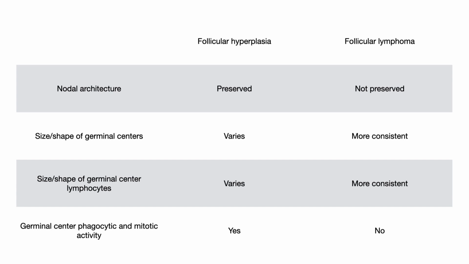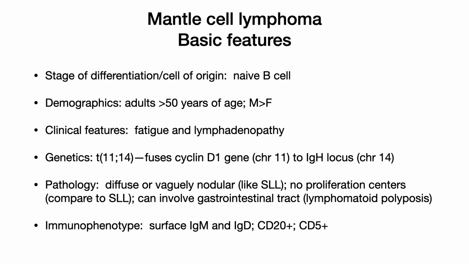The size and shape of the germinal center lymphocytes varies, more consistent in follicular lymphoma, because remember, it's coming from one clone. And then with the follicular hyperplasia, you would expect to see mitotic and phagocytic activity in that germinal center, those tingible body macrophages, where you do not see that in follicular lymphoma.